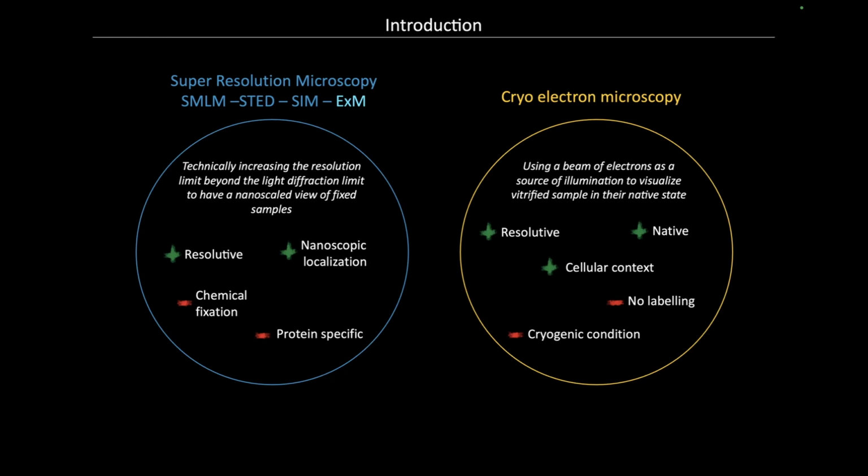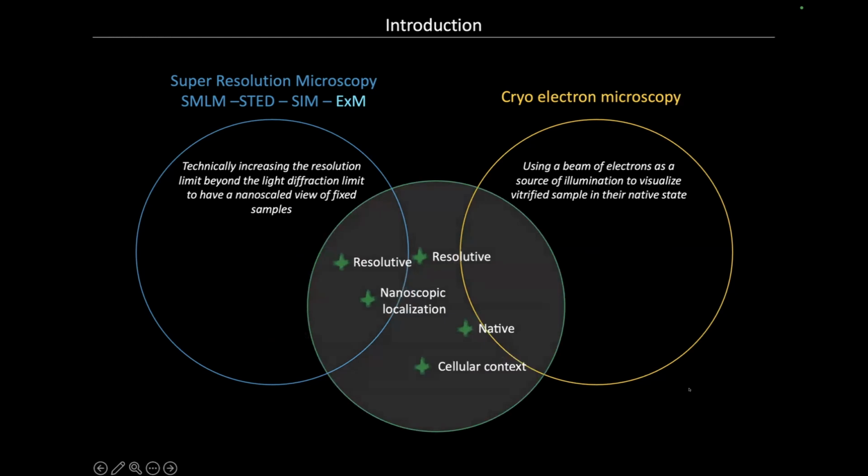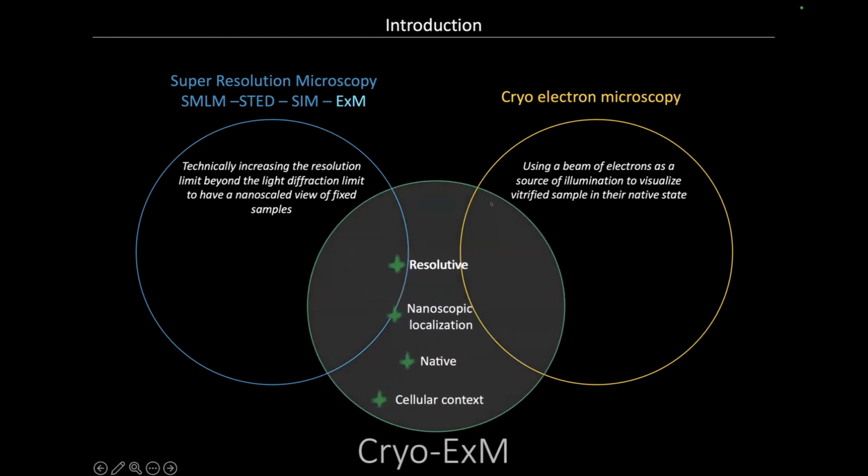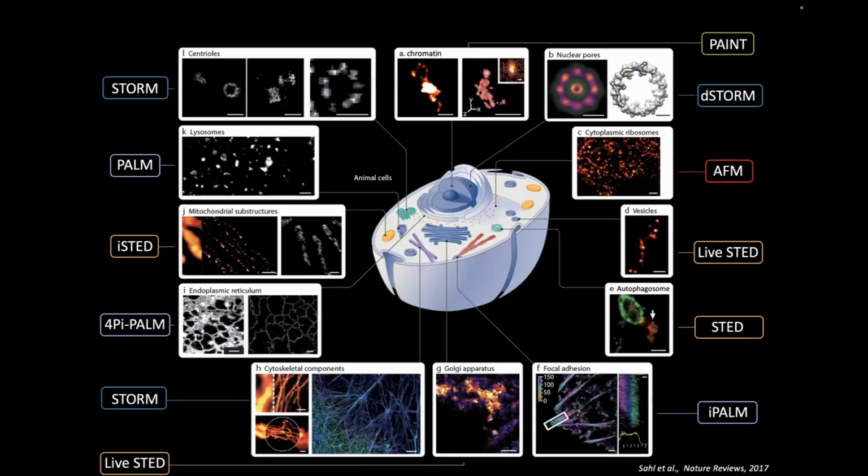So when I started this project during my postdoc in the laboratory of Paul Guichard and Virginie Hamel, we wanted to gather all the pros and get rid of the cons. And this is how we thought of cryo expansion microscopy, because with this technique, and I hope that I can show you this, we only combine the pros: it's resolutive, allowing nanoscopic localization within the cellular context in native condition.